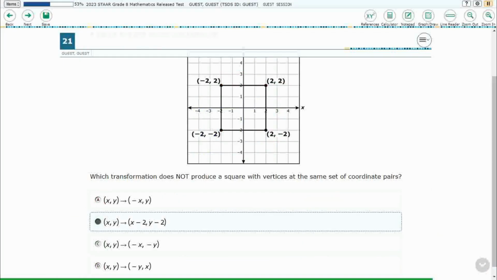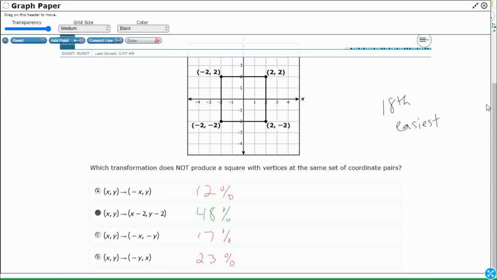Let's see how we did across the state of Texas. So this was tied for the 18th easiest. You see, we almost had 50% or half of our students get it correct because we had a nice visual here. And even if we don't remember the rules, we can use the graph to work things out.